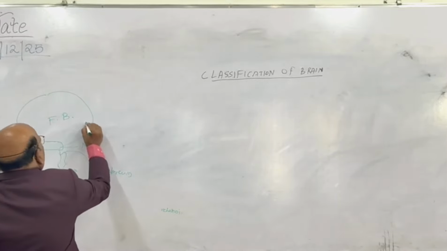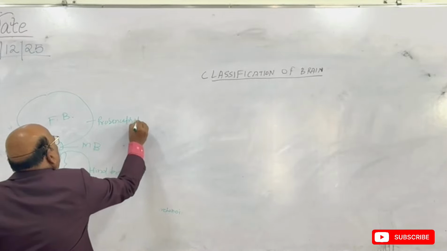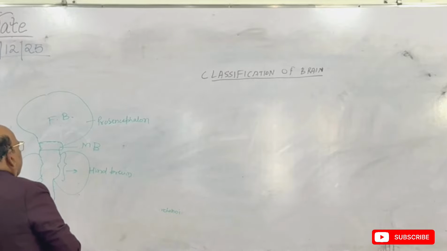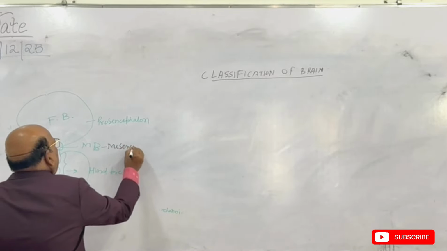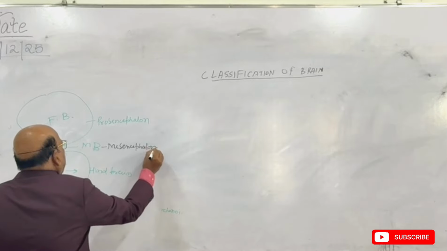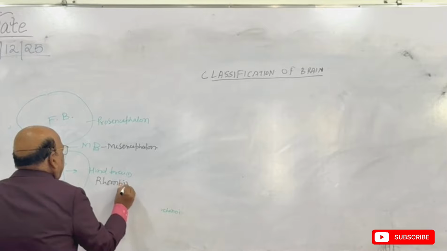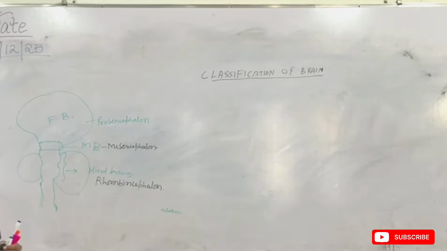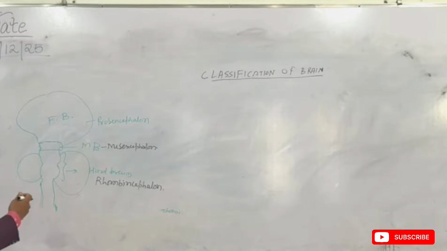The forebrain is called prosencephalon, then mesencephalon. According to embryological development, the hindbrain is rhombencephalon. These are the three parts of the brain according to embryology: prosencephalon, mesencephalon, and rhombencephalon.